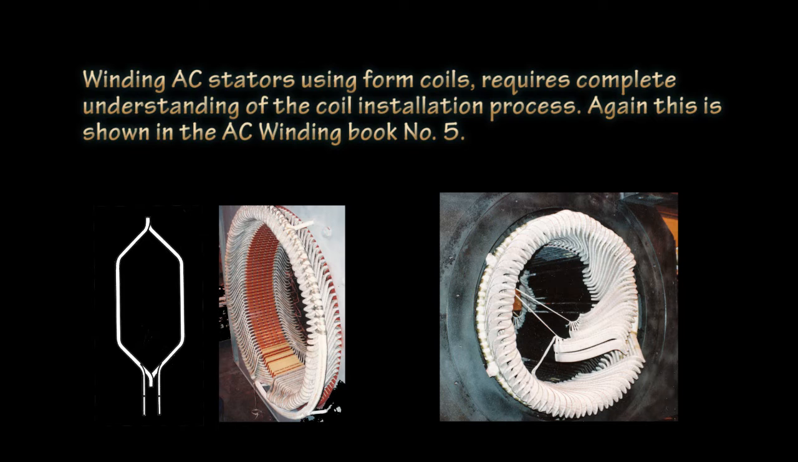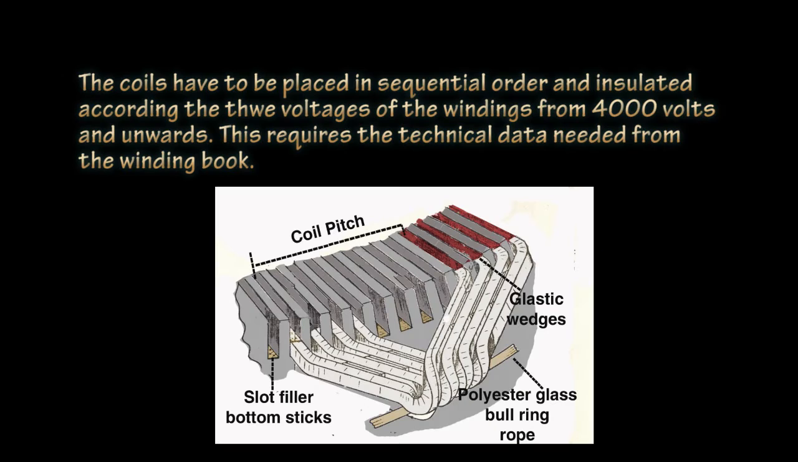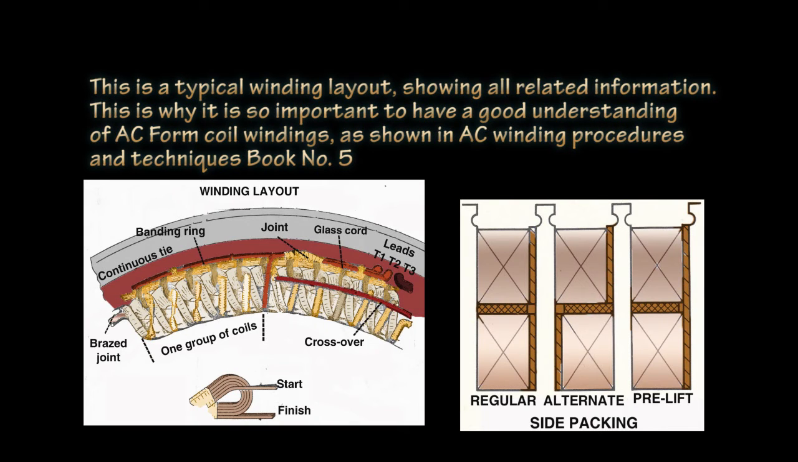Winding AC stators using form coils requires complete understanding of the coil installation process. Again, this is shown in the AC winding book number 5. The coils have to be placed in sequential order and insulated according to the voltage rating of the windings, 4000 volts and upwards. This requires the technical data needed from the winding book. This is a typical winding layout, showing all related information.